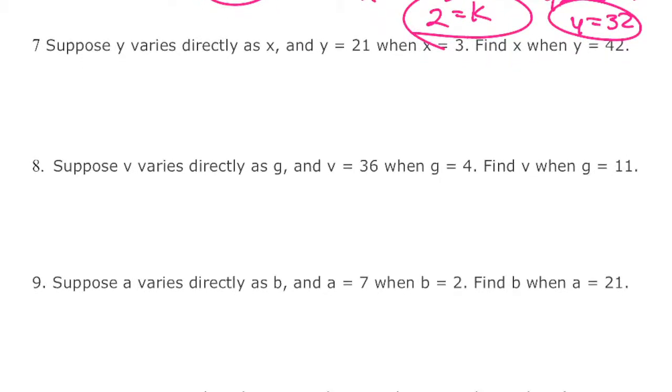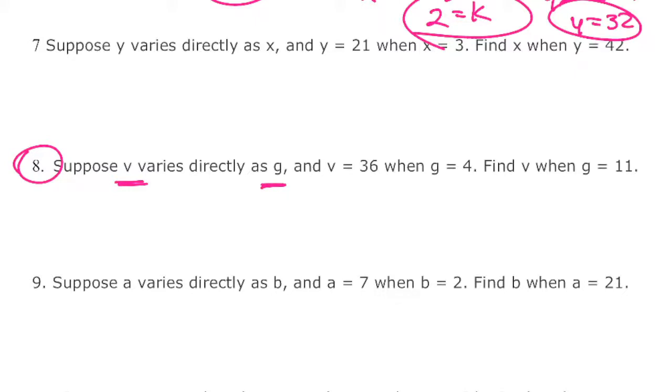Now, I'm going to work this next one here with you. Again, don't sit here and watch me work things. Pause me and work it. I'm going to work one more with you, and then I want you all to pause me and work the next two by yourself, okay? All right, here we go. The formula for this is y equals kx. They said v and g.